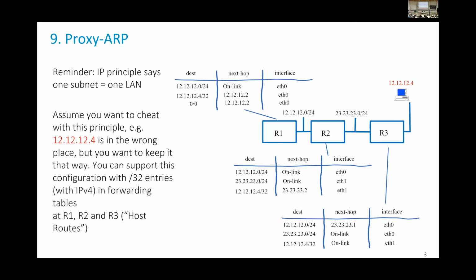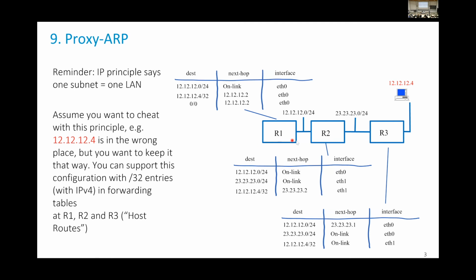Assume for a second you want to do this. Of course, it will not work if you simply put this machine at the wrong place. So if you break the architecture at one point, you need to fix your break. So it probably means you need to break the architecture at another point, at one or several other points. Here, what is done is called proxy ARP.